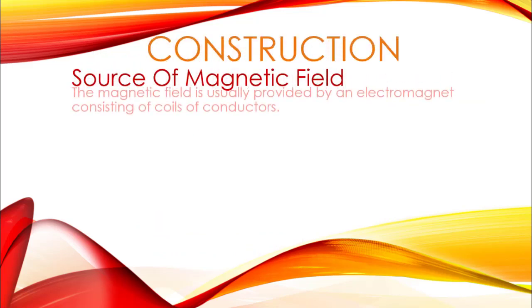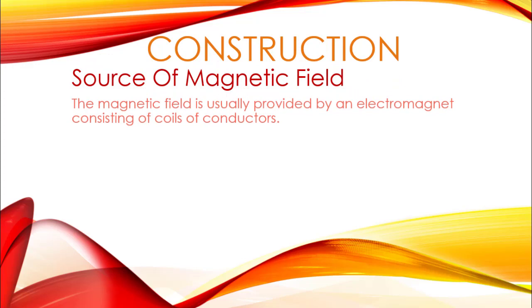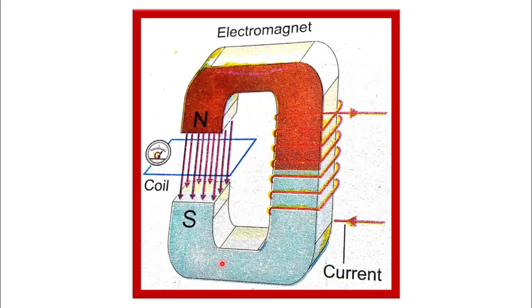Now we shall talk about the source of magnetic field. The magnetic field is usually provided by an electromagnet consisting of coils of conductors. In this figure we can see that we can choose a conductor of any desired shape. It is wound by coils of wire carrying current. By passing a constant amount of current through these coils, this conductor turns into an electromagnet. The larger the amount of current, the stronger the magnetic field produced by this conductor.